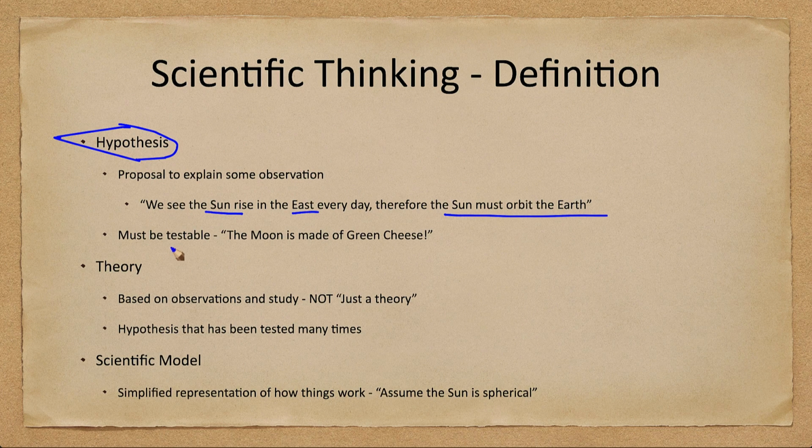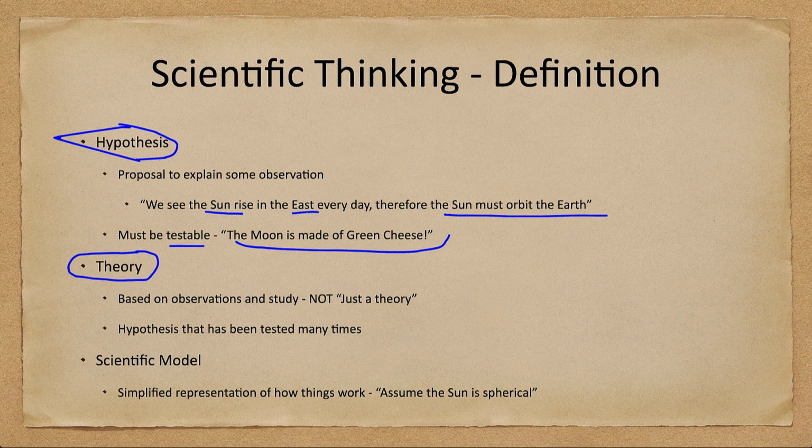And that's why I say that it must be testable. So an example, if we want to say that the moon is made of green cheese, that is a valid hypothesis in that it is something that can be tested. So you can take samples of the moon and find out what it is made up of, but it is something that is testable.